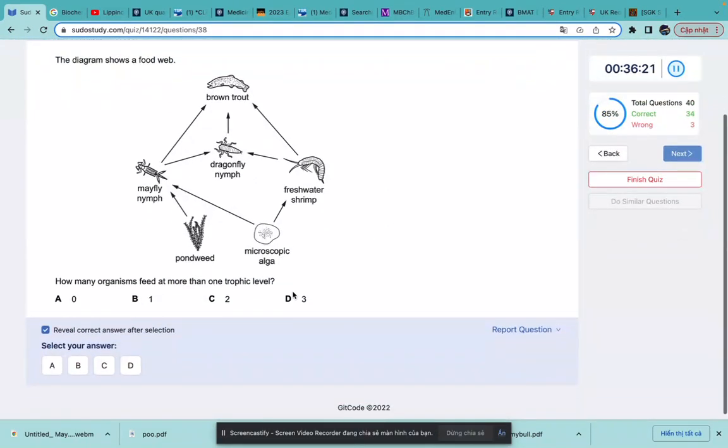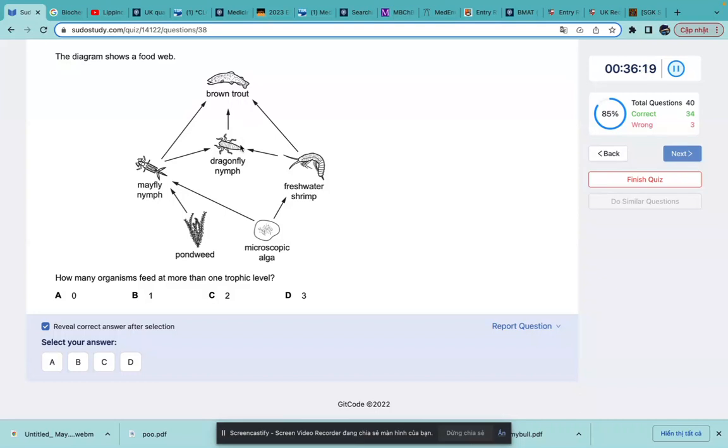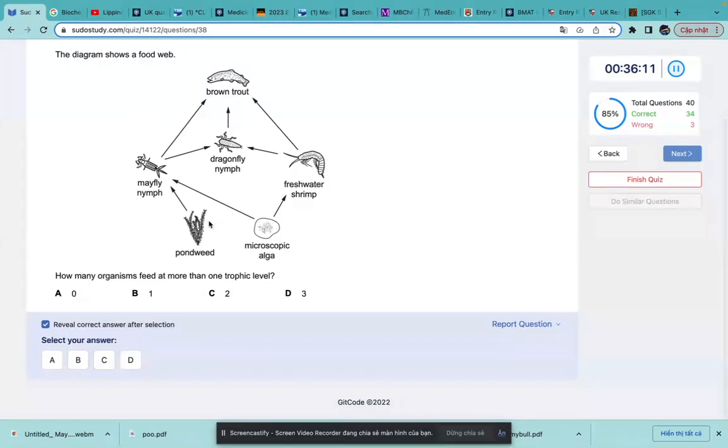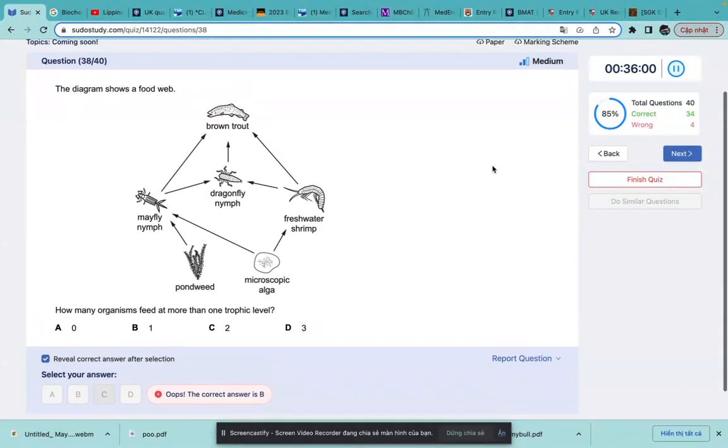More than one trophic level is the dragonfly nymph. 2. Wait, no, this one. This is the brown trout.